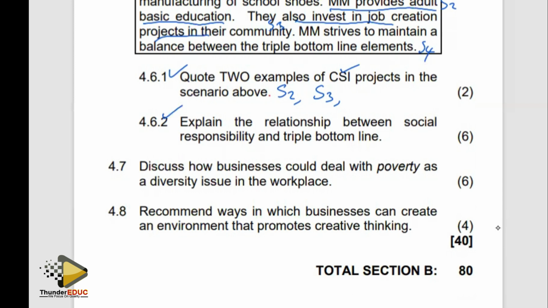4.6.2 reads as follows. Explain the relationship between social responsibility and the triple bottom line. Okay, right. Triple bottom line means that businesses should not only focus on profit or charge higher prices, but they should also invest in corporate social investment projects.